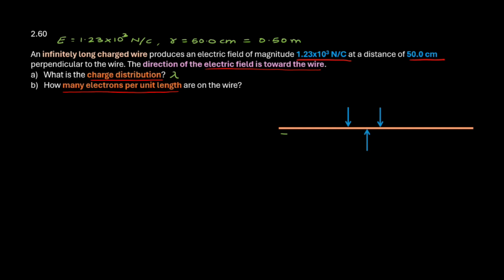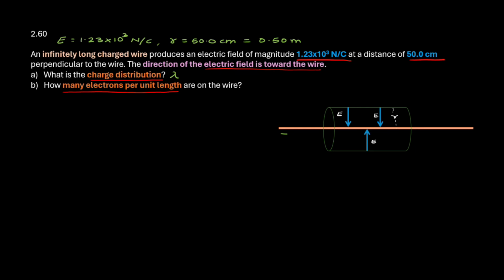To find this charge distribution, we are going to first construct a Gaussian surface. And since this is a long wire which has cylindrical symmetry, we will construct a cylindrical Gaussian surface like this. This Gaussian surface is through a point which is at a perpendicular distance of 50 centimeter, which is R, from the wire. After we construct the Gaussian surface, we have to show the direction of electric field vector and the area vector. Electric field is already shown here in the figure. Area vector is always perpendicular to the surface and directed outward.